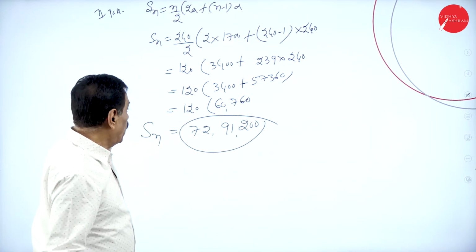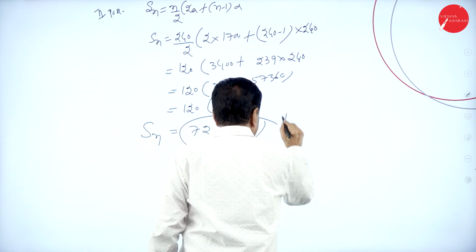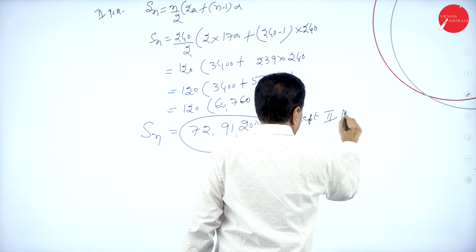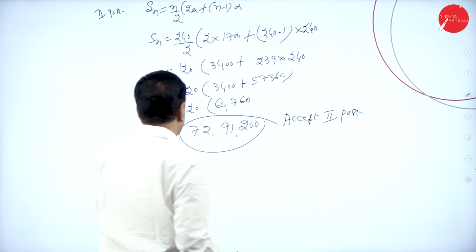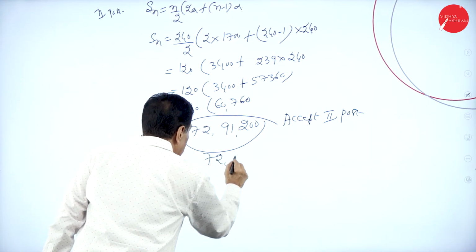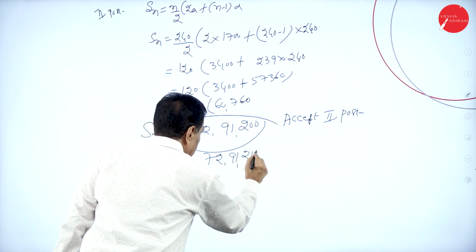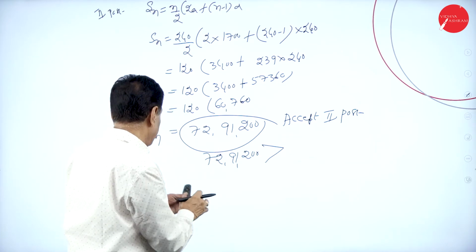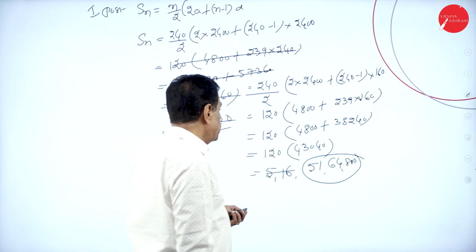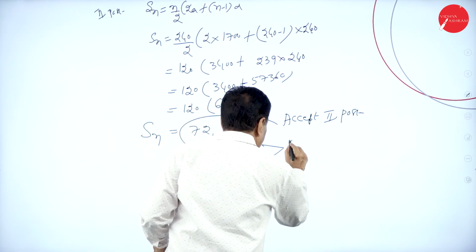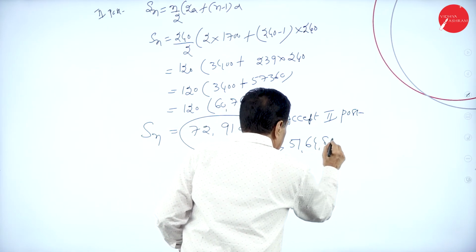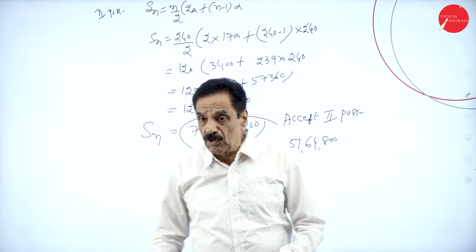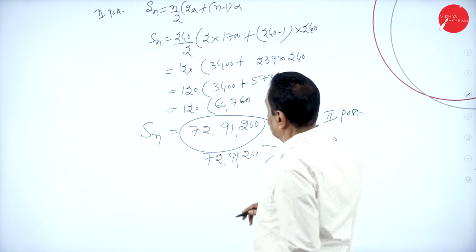So better to accept the second post because this is more: 72,091,200, more than the first one, 51,64,800. Hope you understand this. Only the mistake I did was that I changed the figure now.